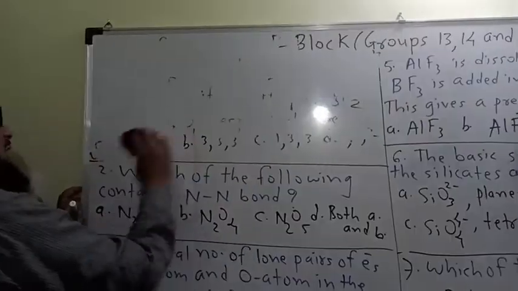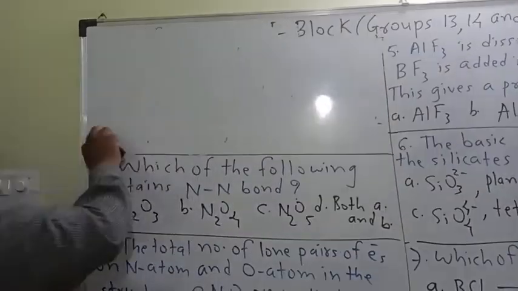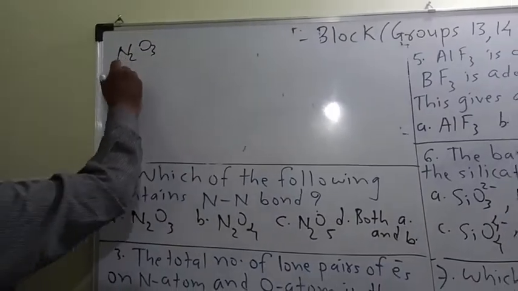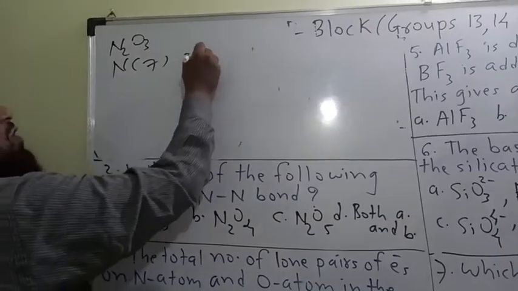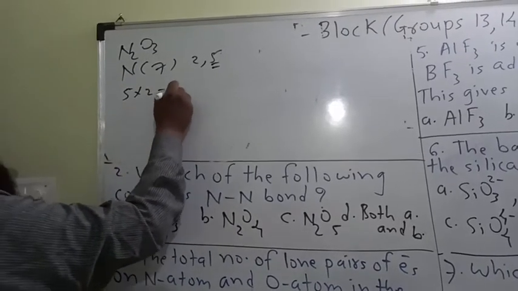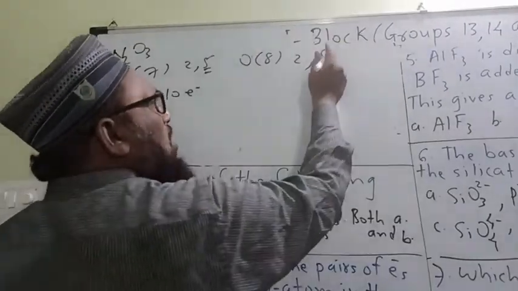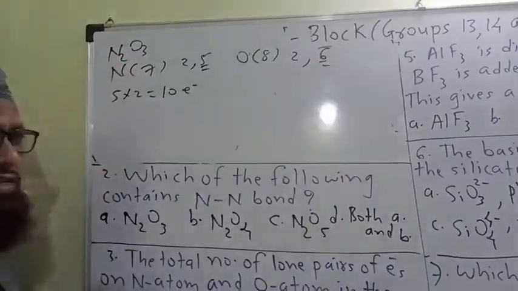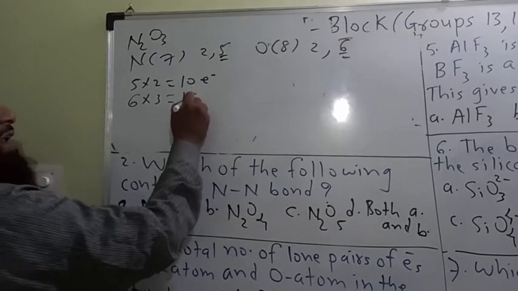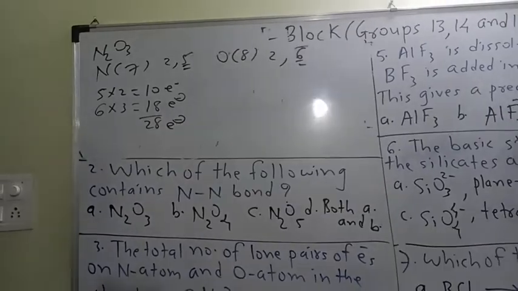Which of the following contains nitrogen-nitrogen bond? For this, we have to write the structures of these. First one, N2O3. Atomic number of nitrogen 7, shell-wise distribution 2, 5, 5 valence electrons. 2 nitrogen are there, 5 into 2, 10 electrons. Oxygen atomic number 8, distribution 2, 6, 6 valence electrons. There are 3 oxygen, 18. 28 electrons are involved in the structure of N2O3.